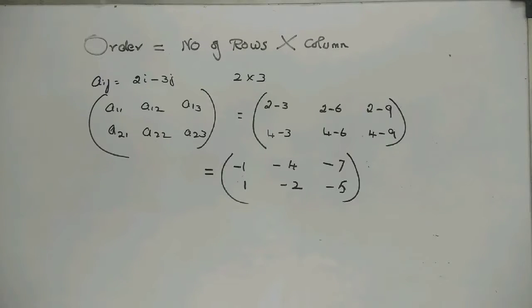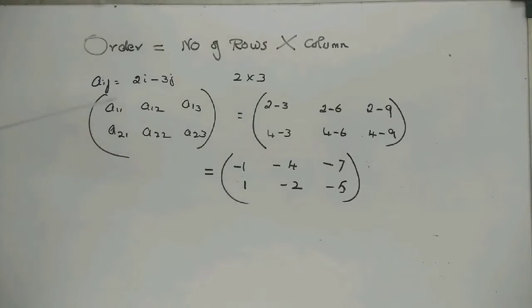Now, how to construct a matrix? Well, the element is defined like this: Aij is equal to 2i minus 3j. I told you Aij means the element in the ith row and jth column. So a 2 by 3 matrix you are asked to construct: 2 rows and 3 columns.